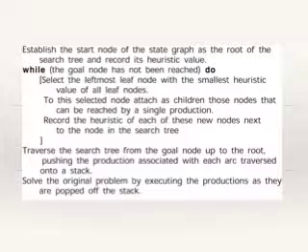Then, outside of the while loop, traverse the search tree from the goal node up to the root, pushing the production associated with each arc traversed onto a stack. Solve the original problem by executing the productions as they are popped off the stack. Let us walk through this algorithm as it applies to the 8 puzzle.